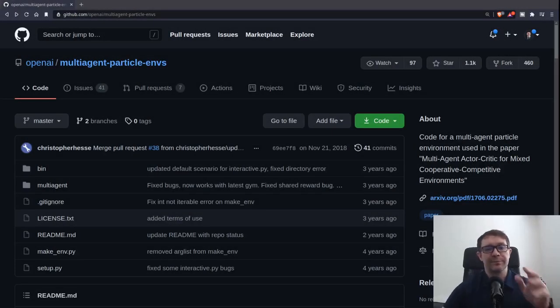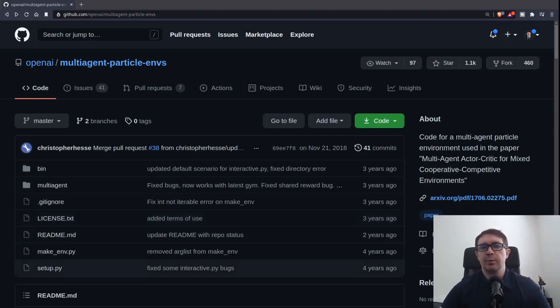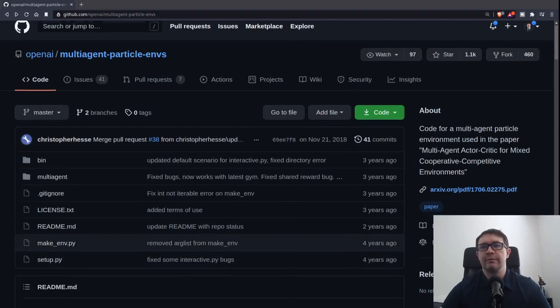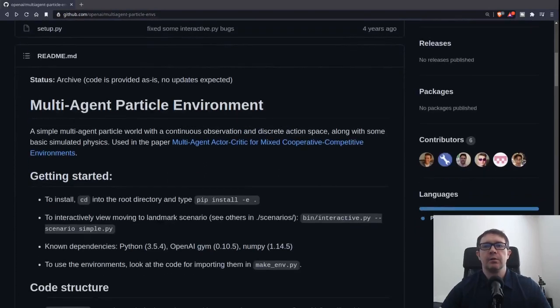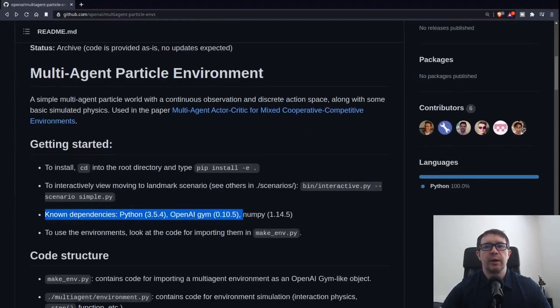Okay, so the first thing we are going to need to do is get the multi-agent particle environment, or MAPE, from GitHub. So this is the OpenAI page for that environment. And the thing to note is that it has some rather outdated dependencies. So this will be a situation where we definitely want to use a Python virtual environment to handle segregating out these archaic dependencies from the more modern ones you probably have already installed on your system.